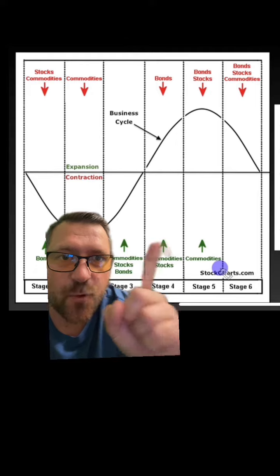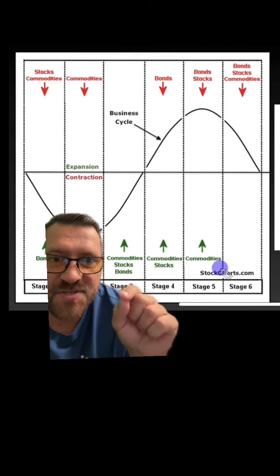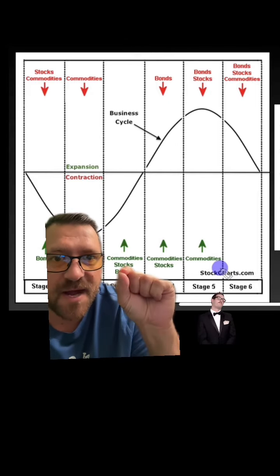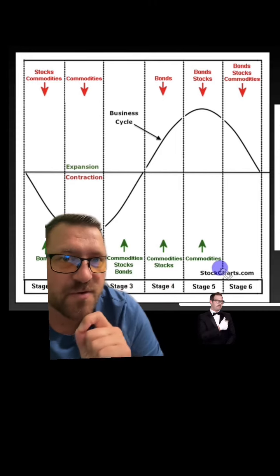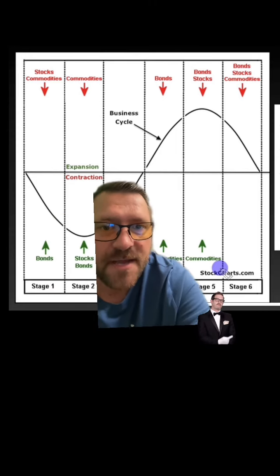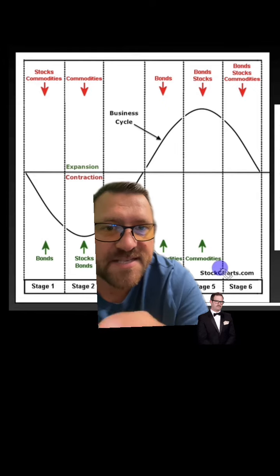To me, it seems like we're in stage six because bonds, stocks, commodities are all going down. Sure, we've had a little tick up here in bonds and stocks in the past few weeks, but overall, we're still in a down market. Commodities are going down. Soon, though, we will be moving into stage one, and stage two is the bottom.